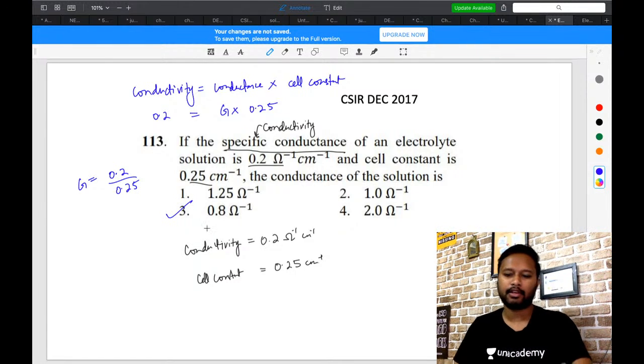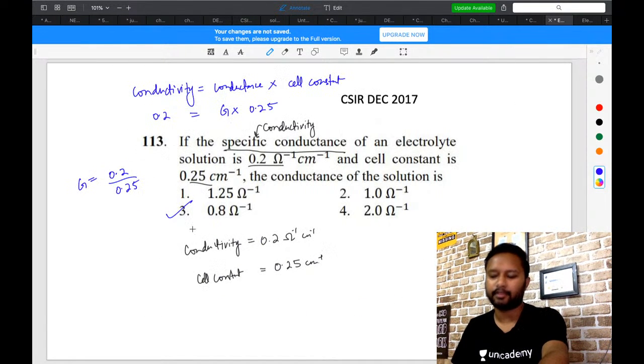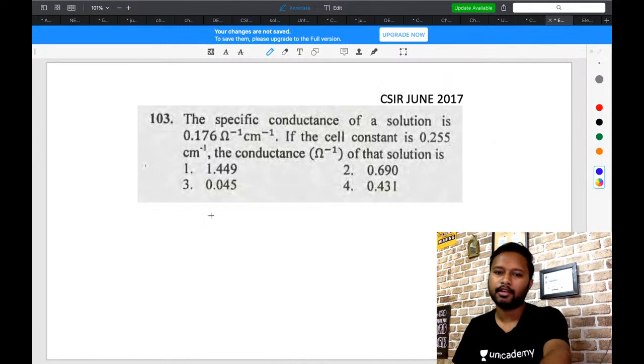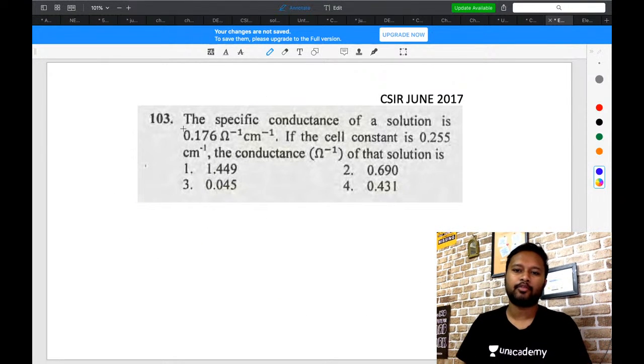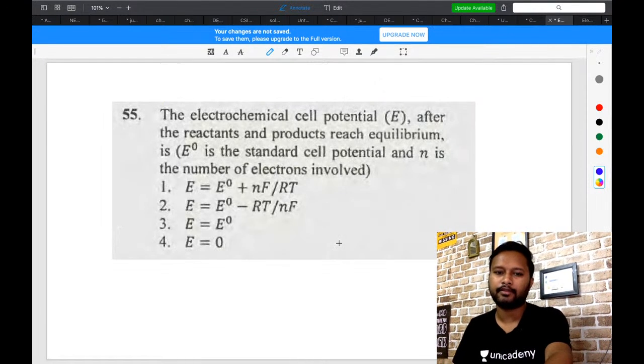Okay, I guess option 3 will be the correct one. Yeah, option 3 is the correct one for this. All right, again the same question, same concept. June 2017, same formula you have to use. So I'll leave this question for you. You can take a screenshot and try to solve this, and see what the answer is.